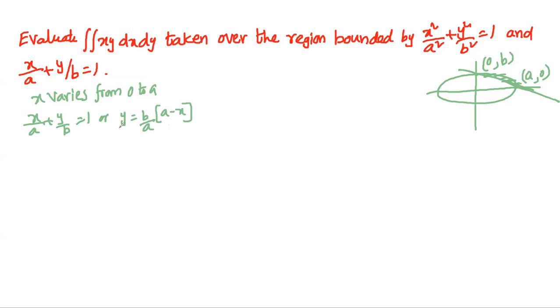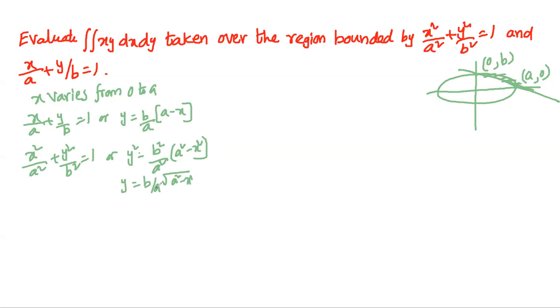You got this point? Yes, sir. Now, the second equation, what is it? x square by a square plus y square by b square is equal to 1. So from this, what can we write for the y square value? b square by a square into (a square minus x square). Similar method. Or y is equal to b by a square root of a square minus x square. Anything else is also the same.